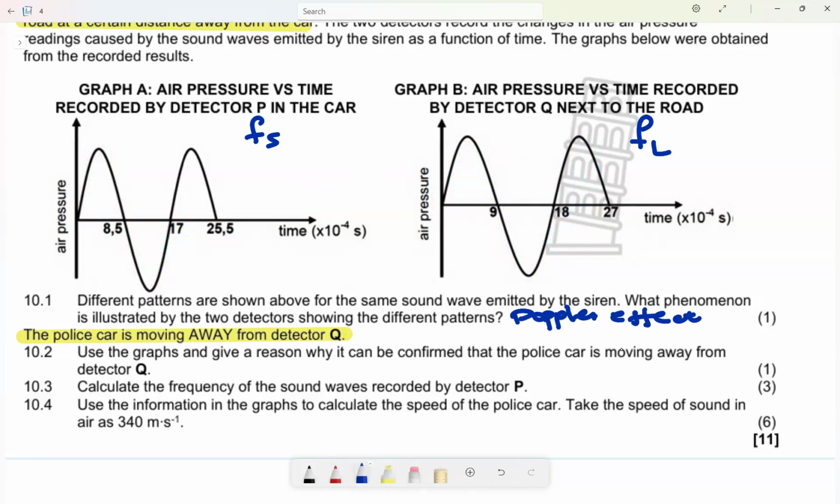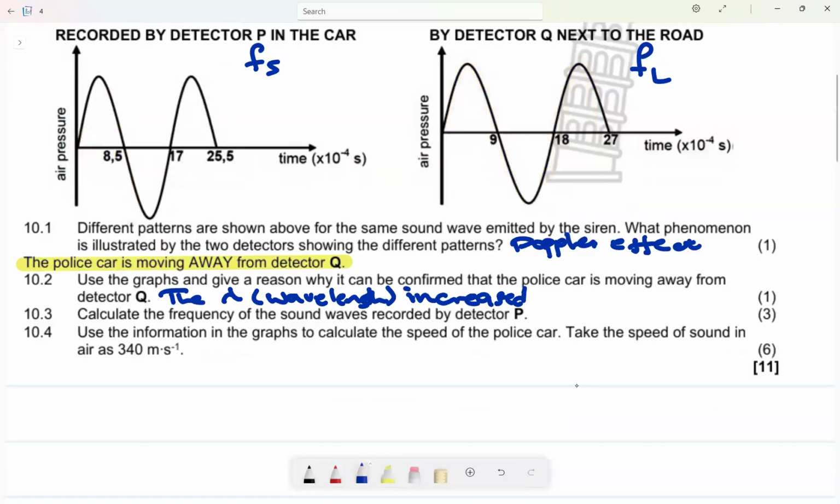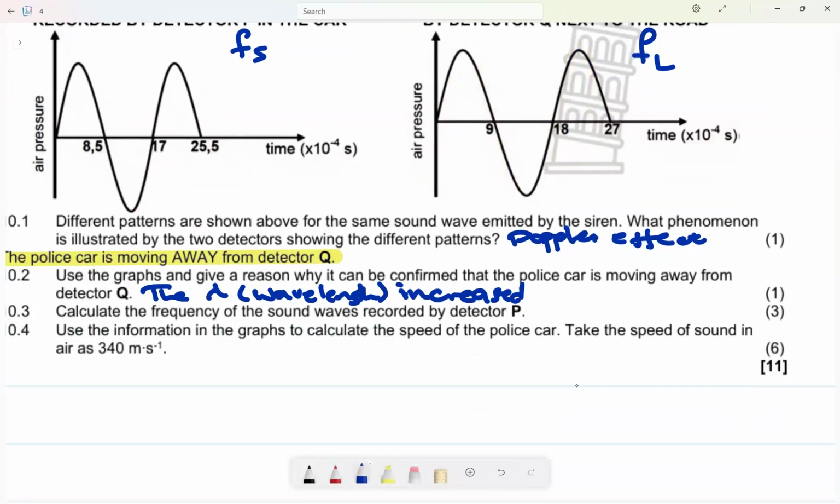Now we can say the wavelength increased, like that. The wavelength increased. Calculate the frequency of the sound wave recorded by detector P.